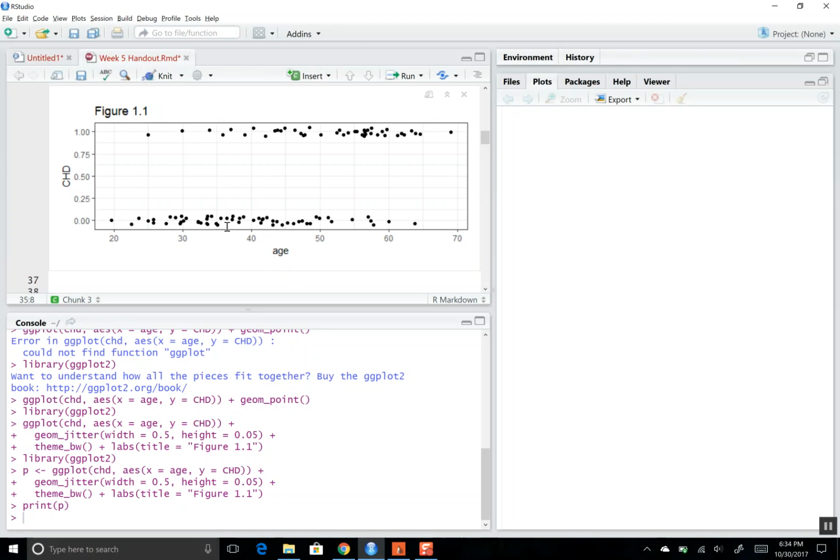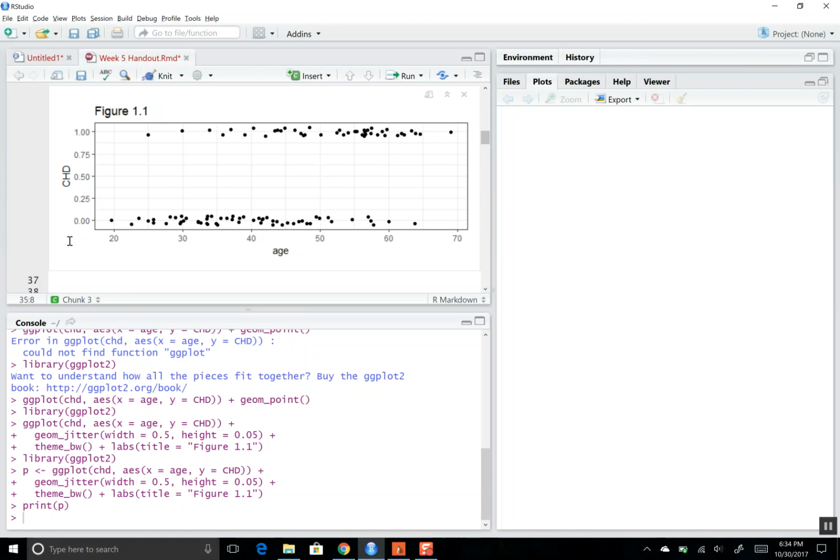Okay, so that's what we have for ggplot. And now we can see as age increases, it seems like you're more likely to experience coronary heart disease, right? If we were to do just linear regression, we would get a line that probably goes from here to here. But that's not really the relationship between age and coronary heart disease, because with linear regression, that would also mean that at a certain point, CHD would go over one or below zero, which is not the case.